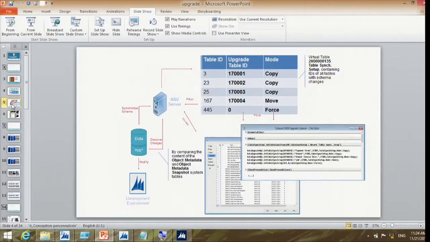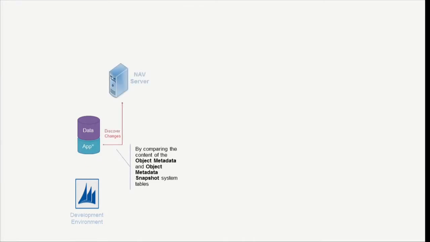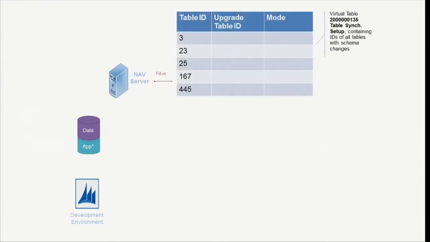So let's have a recap of the mechanics that we have exercised so far. I was doing changes from my development environment, where I was basically modifying the app. And at schema synchronization time, the NAV server detects the changes that I've made to the tables. And for each table ID which I have changed, it records it into the table sync setup virtual table.